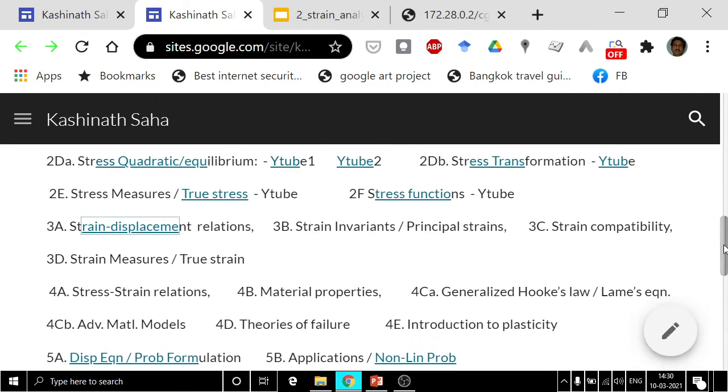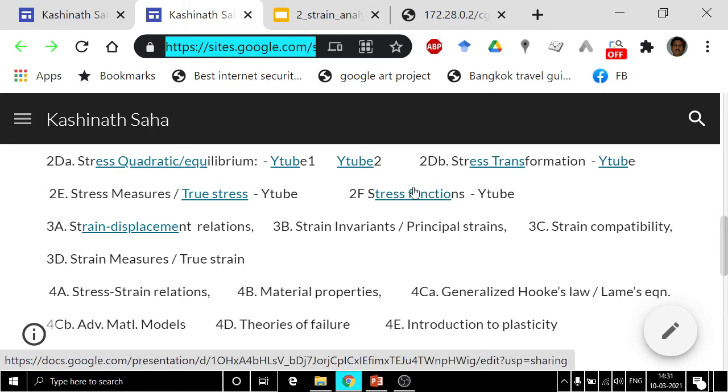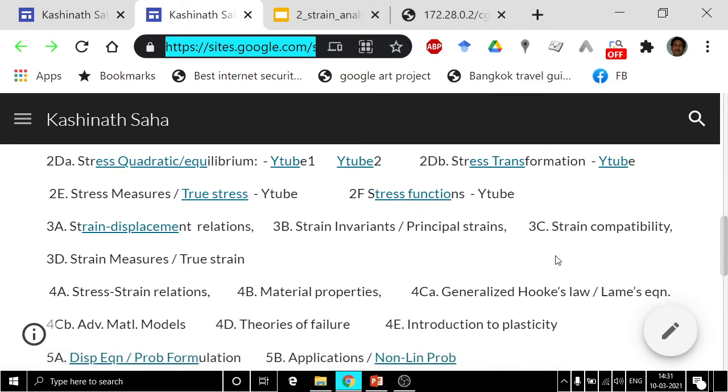we have not discussed right now, because afterwards when we go into the details of strain analysis, then true stress and true strain will be discussed together, as well as the concept of stress function, which we will discuss in connection with strain compatibility. So these two topics will be discussed after some 2-3 lectures. Okay, let us start.